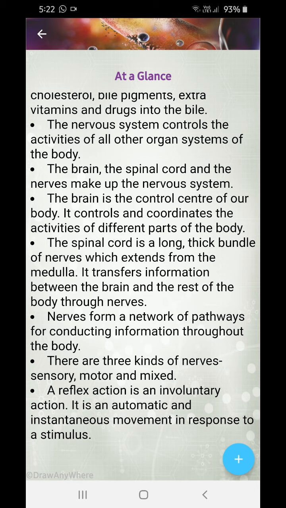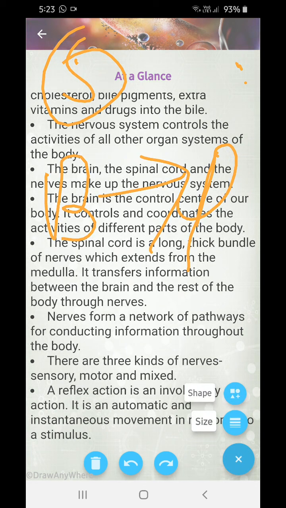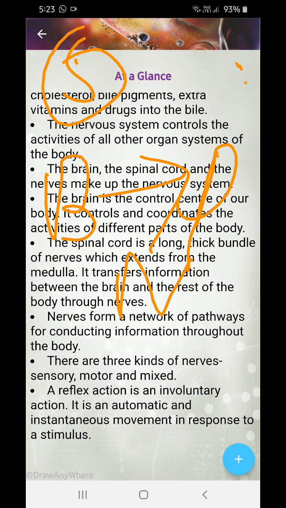So this is what we have learned. It's enough. And now the function of sensory, motor, and mixed nerves. Sensory means it carries from the sensory organs to the brain. Next, motor. Motor means it carries from the brain to all the other body parts.